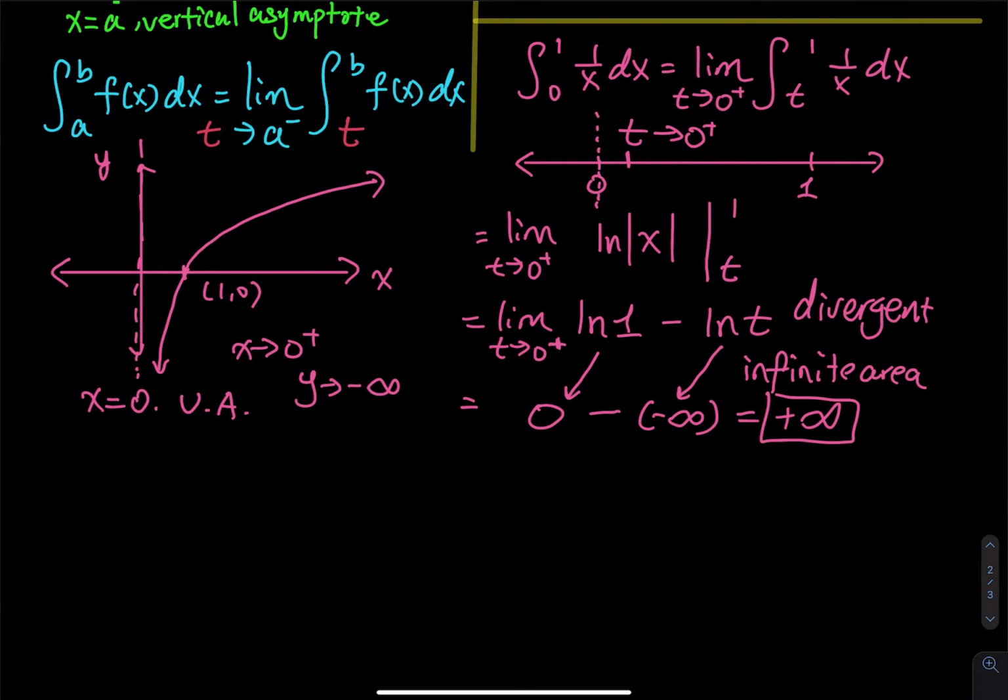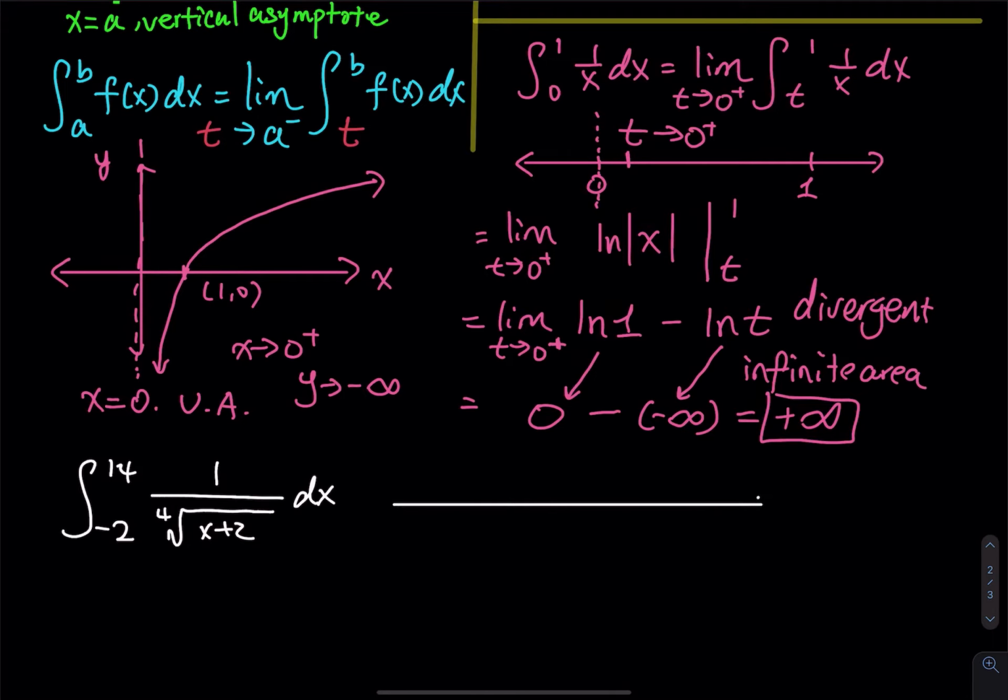We have the integral from -2 to 14, 1 divided by the 4th root of x plus 2, and then dx. So here is the number line. I want to keep the line straight, and then -2 to 14. So this -2 is a vertical asymptote, VA, V for vertical, A for asymptote, and then I have to take a number, t, on the right hand side of -2. Therefore t approaches -2 from the right.